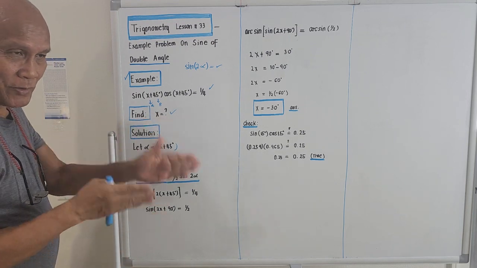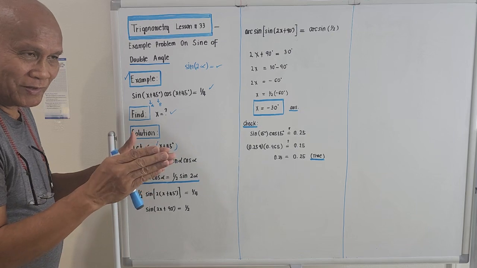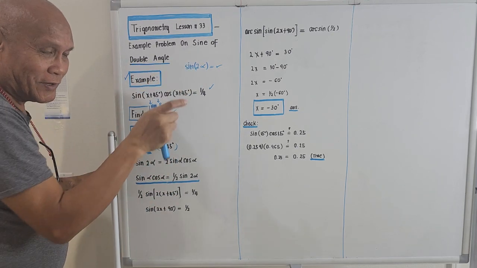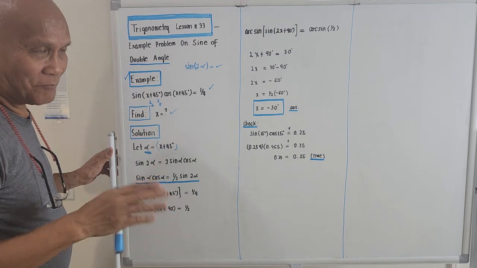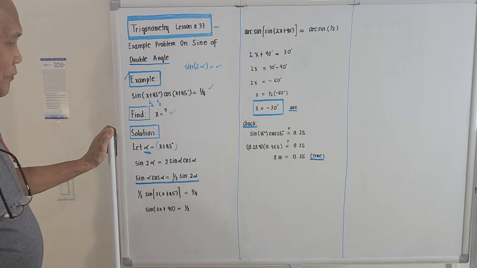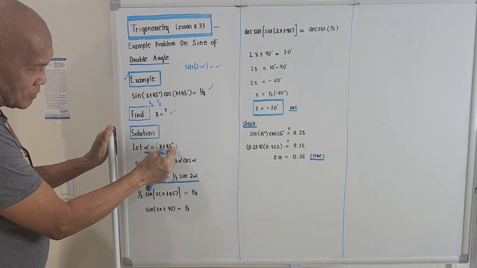But what I will be presenting for tonight is not that solution. It will be by using the so-called sine of a double angle. I think it is just a simpler solution, and it's easy to comprehend. Okay, let's try to bring out the solution. We let alpha equal to the quantity x plus 45 degrees.